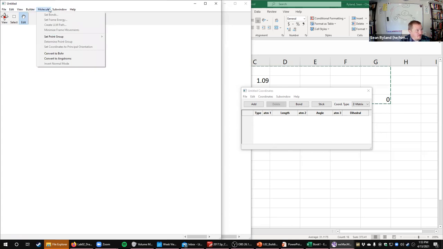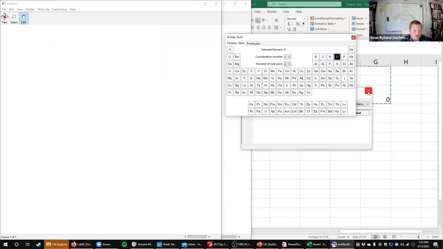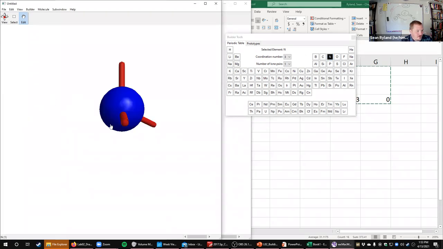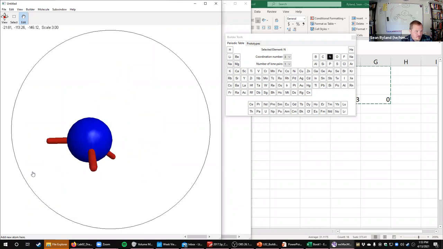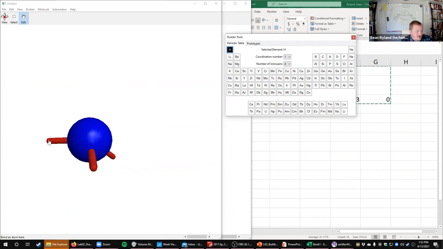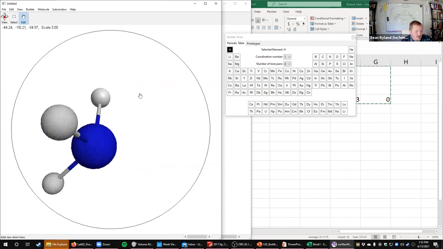So that might look like this. Anytime you lose one of your windows, because MacMol PLT does, you will lose your windows sometimes because there end up being a lot of them open. Just hide it and then have it show again, and it'll pop back up in the front. So if I wanted to draw ammonia with one lone pair, I'd add it on here and then click my hydrogens. And get something that looks like this.